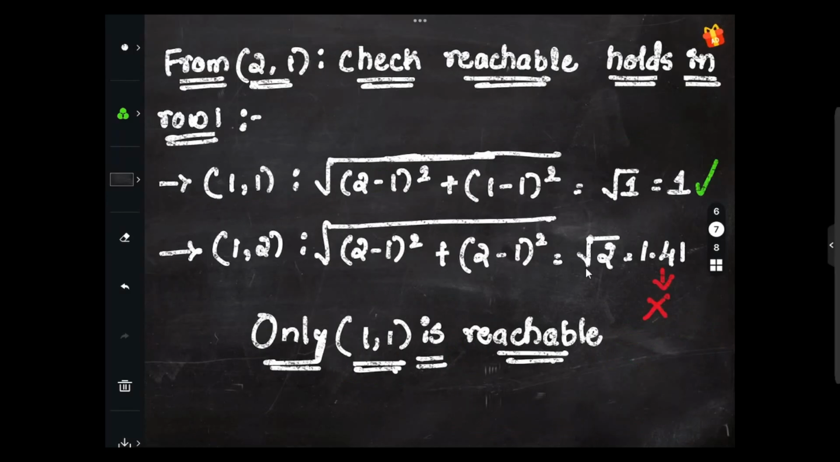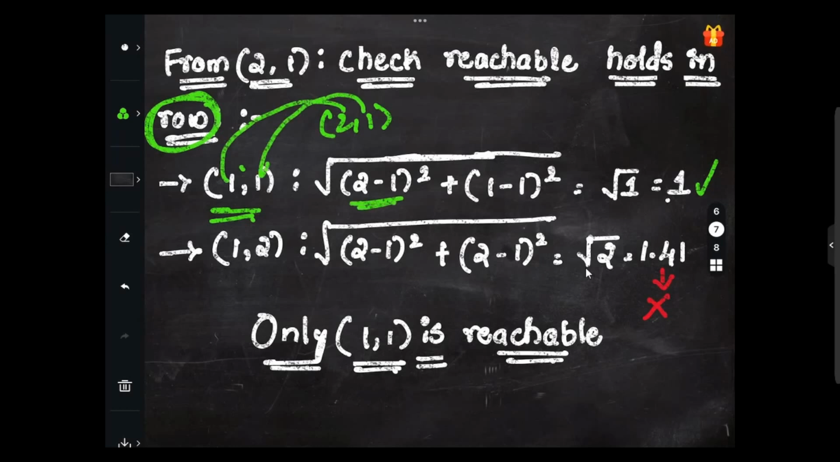So here we will check whether reachable holds in row 1. For 1 comma 1, we are checking against 2 comma 1, applying the Euclidean formula. So this will be 2 minus 1 whole square plus 1 minus 1 whole square. 2 minus 1 whole square will be 1 square. This 1 minus 1 will be 0, so ignore this one. This is nothing but square root of 1. We are left with square root of 1. We got the answer 1.